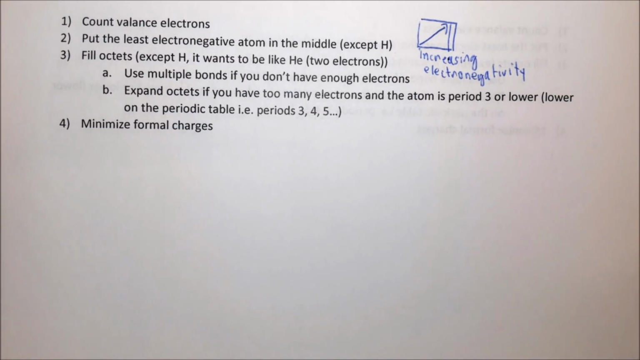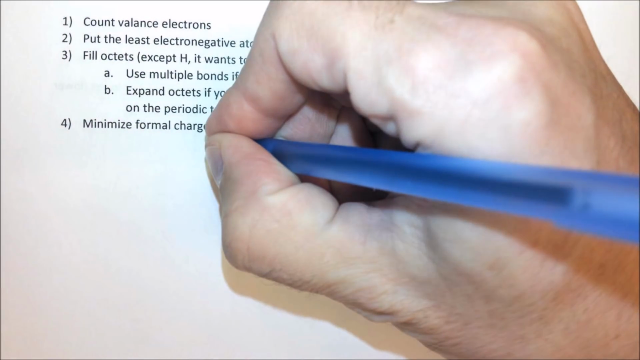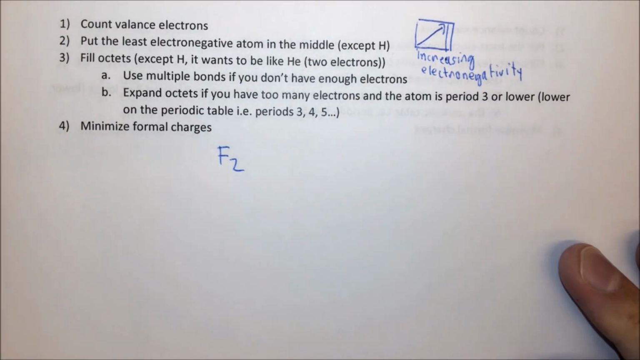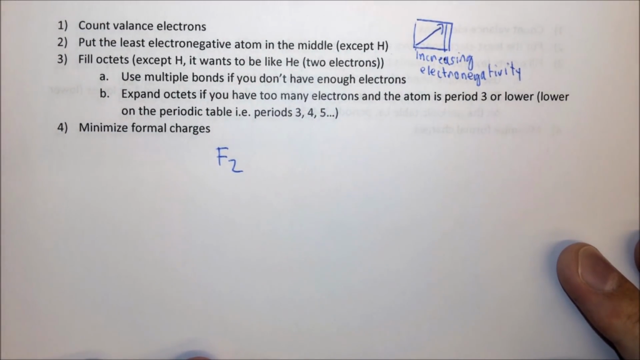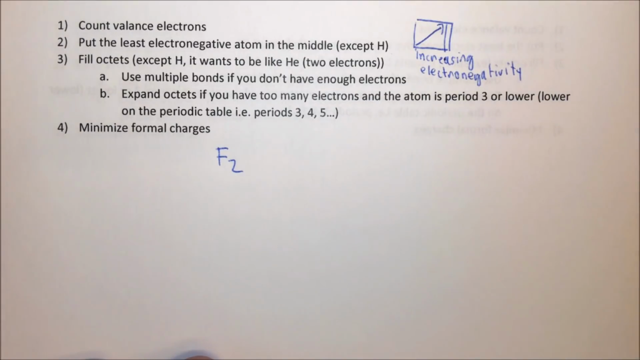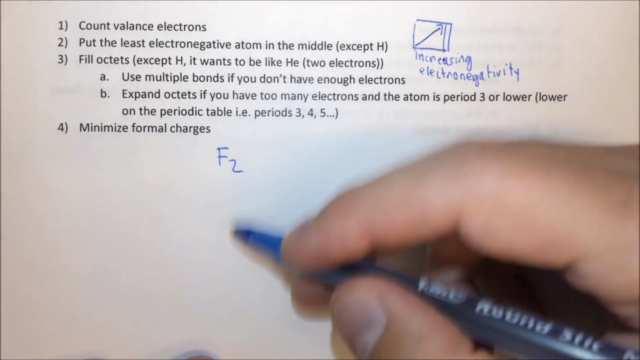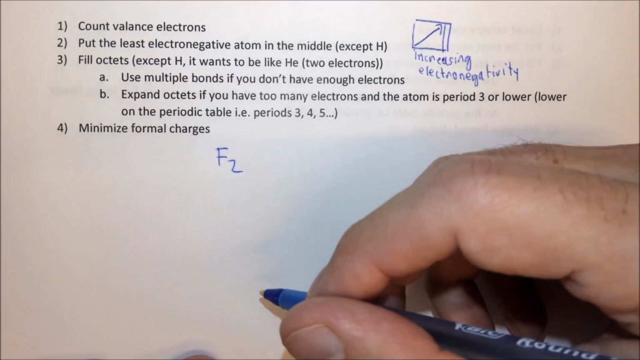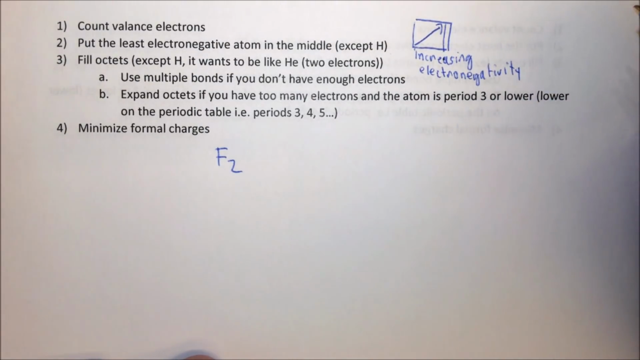So the first thing that I want to draw the Lewis structure of is F2. If you haven't already done so, please pause the video and write down the 4 rules. Also note that as I go through these examples, it's really important to have a pen and paper out and to follow along, take notes as if you were watching a lecture instead of just watching a computer screen. So it's really important to do that.